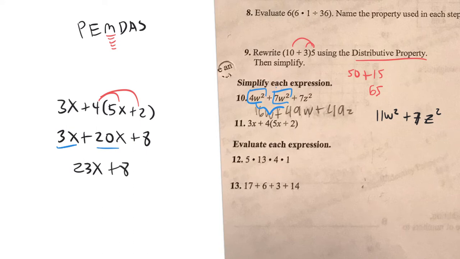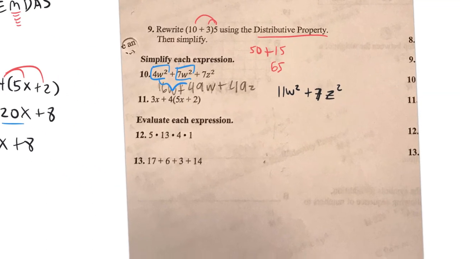And then you're done, because this is a constant. This is a term that features a variable, and you cannot combine those because they are not like terms. You are stuck with that.